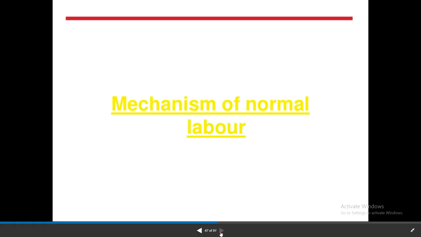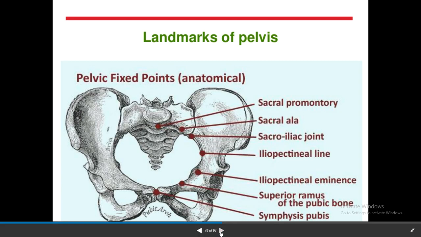Mechanism of normal labor. Landmarks of the pelvis, as I told you in my lecture on the fetal skull and maternal pelvis. Anatomically, the sacral promontory, this is protuberant. Then the sacral ala, sacroiliac joints, iliopectineal line, this is the line, and iliopectineal eminence, this one. Superior ramus of the pubic bone and pubic symphysis. This is the pubic symphysis.